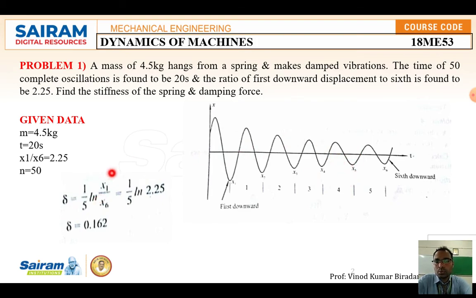So we have the formula delta is equal to 1 by n times the logarithm of x1 by x6. Here how many oscillations are there? From 1 to 6 there are 5, so 1 by 5 times log of 2.25, since x1 by x6 is given as 2.25. Substitute and with the help of a calculator you are going to get delta is equal to 0.162. This is the logarithmic decrement for this particular system.